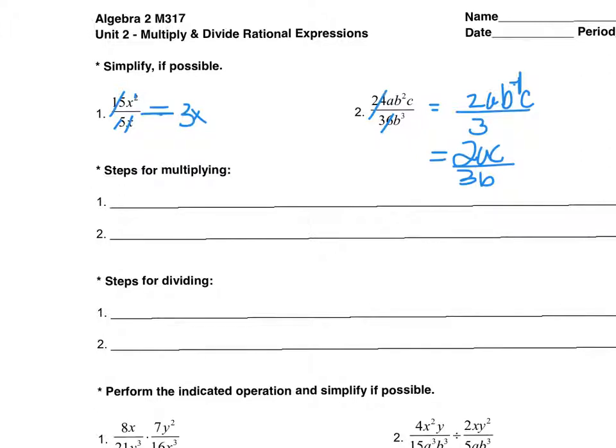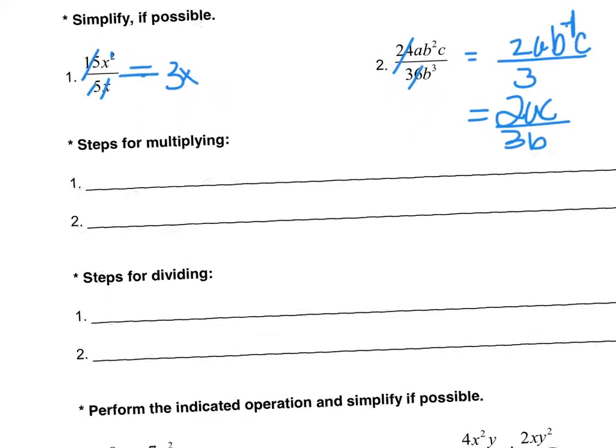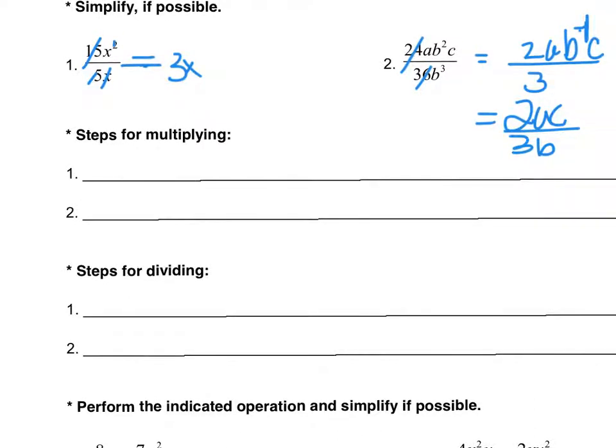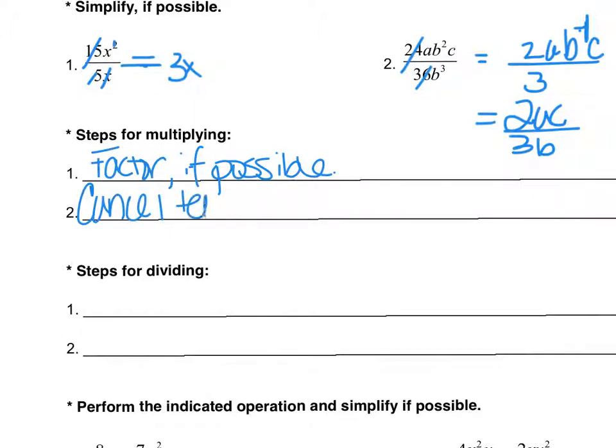All right, so we're going to get a little bit more complicated than that, obviously. So the first thing we're going to do is talk about multiplying fractions. Remember that you multiply straight across, you cancel what you can, or sometimes you cross cancel as well. So the first step in multiplying is to factor if possible. And then our second step is going to be to cancel terms that match.